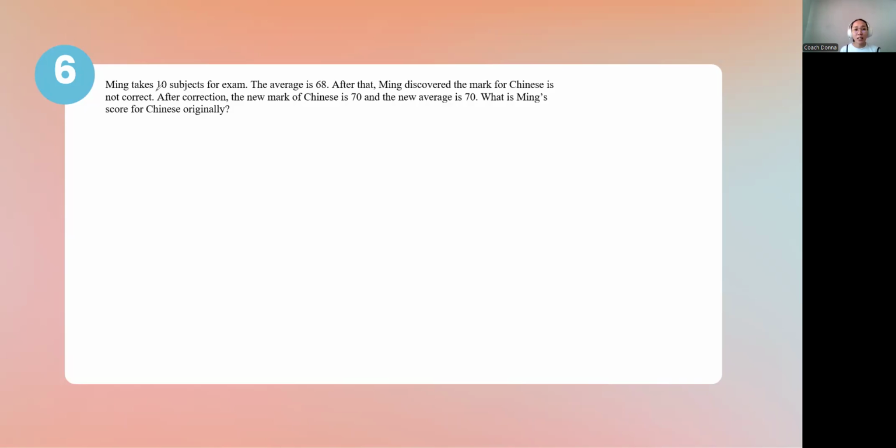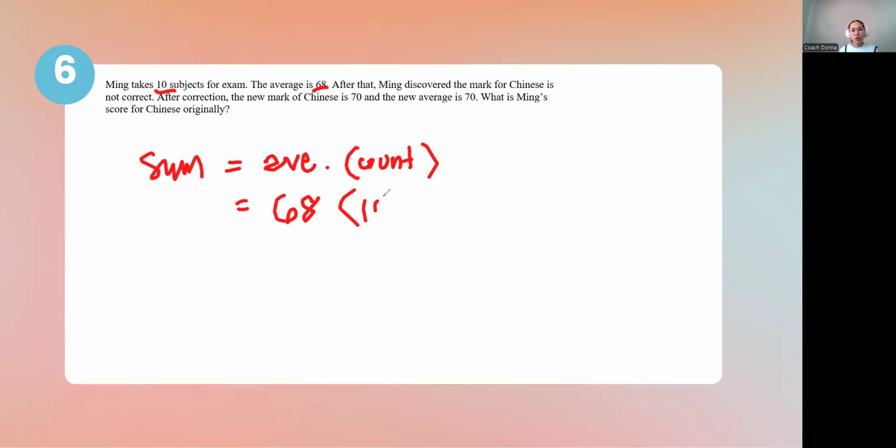You have 10 subjects. The average is 68. So to get the total sum, you need to multiply average and the count of subjects. Okay, the average and the count. You need to multiply that one to get the sum. Average is 68. The count of number is 10. So you have 680 as the sum.